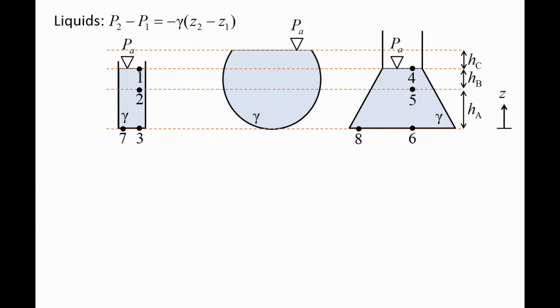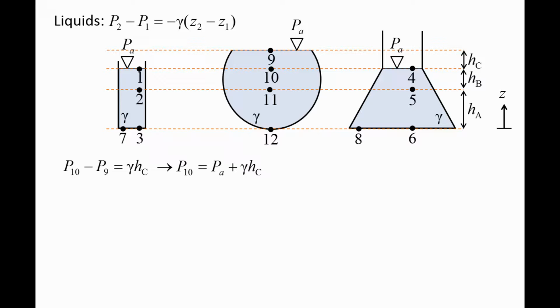Now let's add a third container and fill it with the same liquid to a depth HA plus HB plus HC. We identify points 9, 10, 11, and 12 in the middle container. The pressure at point 9 is the ambient pressure PA. To find the pressure at point 10, we use the hydrostatic pressure equation for incompressible fluids. P10 minus P9 equals gamma HC. Rearranging the equation and plugging in PA for P9, we obtain P10 is equal to PA plus gamma HC.